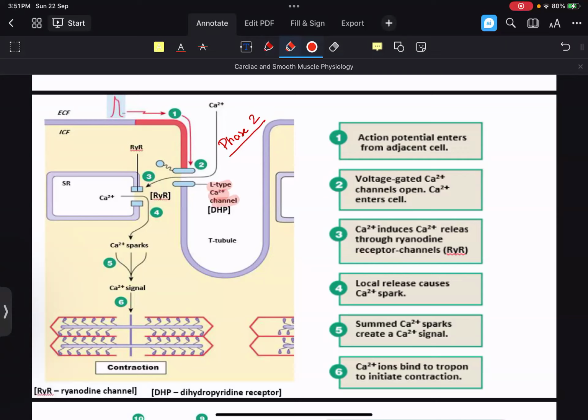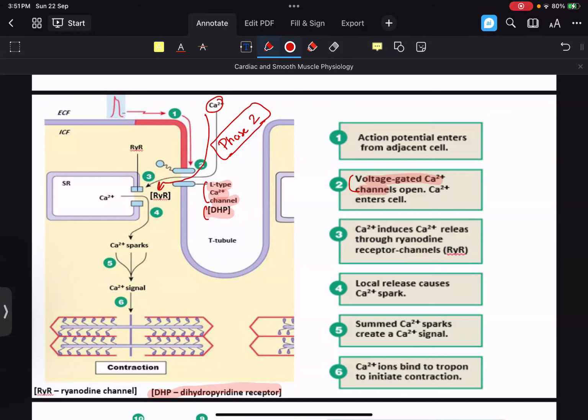Now, what exactly happens with this calcium? Before we get into that, I just want you to note that the L-type calcium channel has another name called the dihydropyridine receptor. So DHP, L-type calcium channel, and voltage-gated calcium channel, all these three names are talking about the same channel. Just keep that in mind because they can get confusing. These three are the same exact channel. It opens up in phase 2, as we said, and then the calcium will enter.